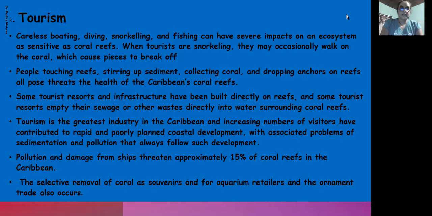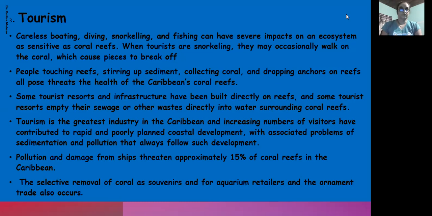Okay, when you have the selective removal of coral for souvenirs or for aquarium retailers, some of them collect it so they could go and sell it, or they could use it as ornament in their aquariums. When you have that, you are damaging the reef. So while tourism might bring in revenue for so many countries, it is not a good thing for the reef, not when we allow tourists to go on the reefs directly.